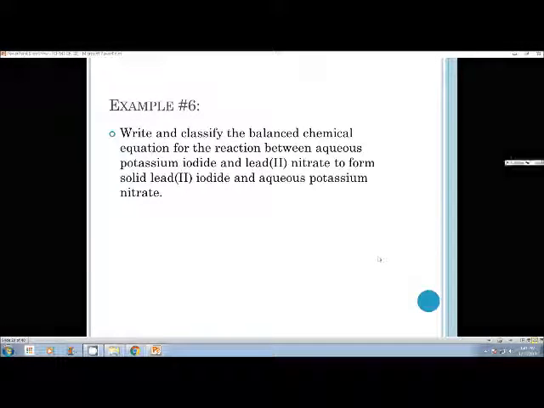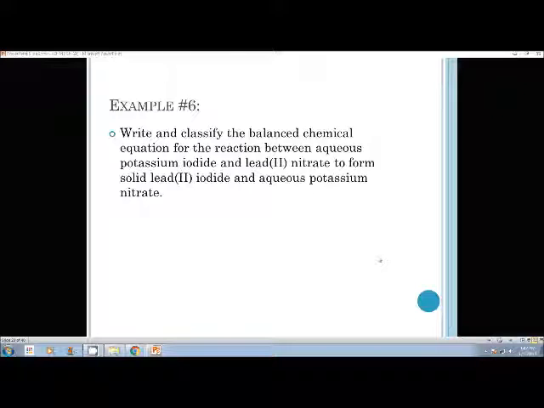So we need to write the equation and then classify it for the reaction between aqueous potassium iodide and lead-2 nitrate to form solid lead-2 iodide and aqueous potassium nitrate. So, we did this one yesterday in our lab, by the way. Do you guys want me to go through the labeling, like these are reactants, these are products? Do I need to? No? Okay. So we'll just start at the beginning because we know the beginning ones are reactants, right?